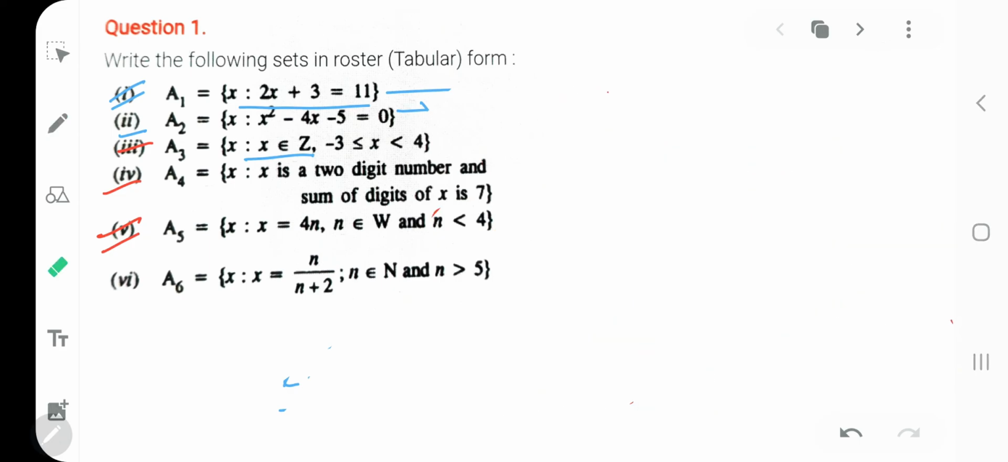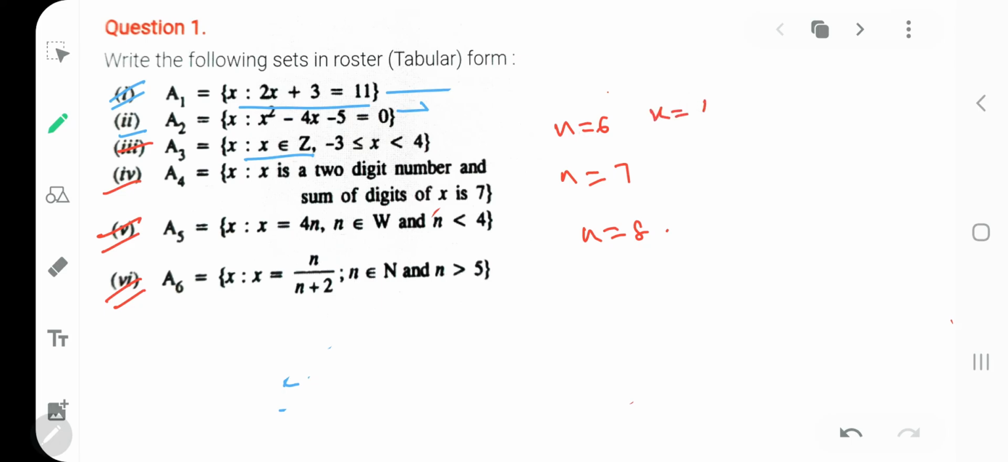Okay, let's jump on to 6, and it says A6 is a set of x such that x is equal to n upon n plus 2, and n belongs to natural numbers and n is greater than 5. So if it is greater than 5, can we take n as 6, n as 7 and n as 8? Because greater than 5 it will go to infinity, so I will not take all the values, but minimum 3 values you have to take. Okay, then you have to put these values into this equation.